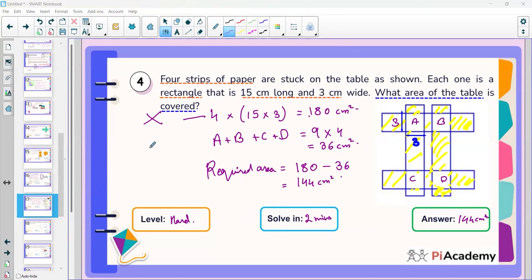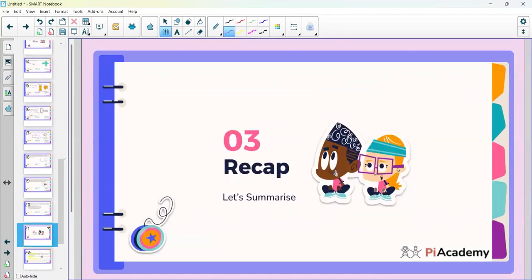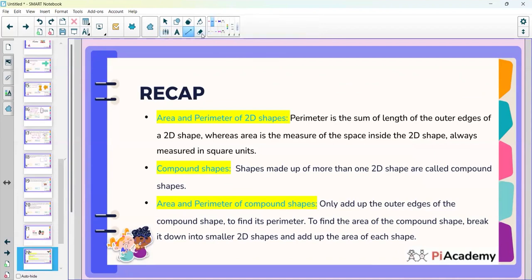Okay. All right. Now let's just have a very short and quick recap session to summarize all the important things we have learned. So starting with the area and perimeter, what is perimeter? It is sum of length of outer edges. Okay. Now these outer edges play a very vital role when you start figuring out perimeter of compound shapes. So there you need to ensure you are only adding up the outer lengths and you are leaving out the lengths which are inside of the overall compound shape.